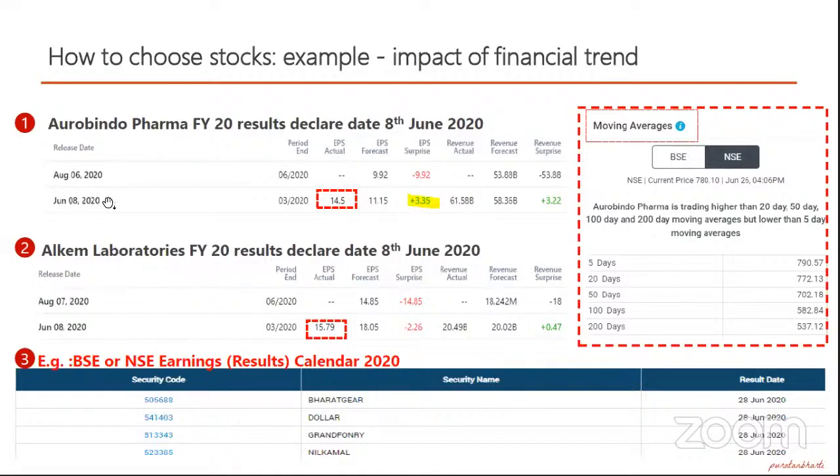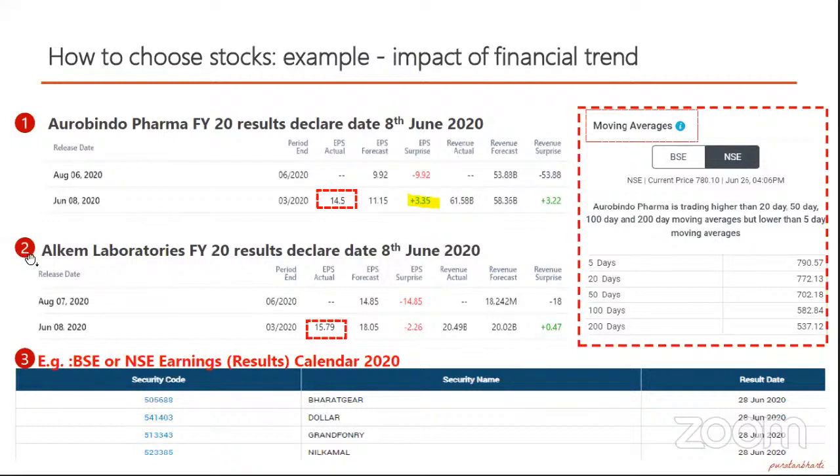If you can look at the June 8 Aurobindo Pharma table 1. For your easiness, for making it easy for you, I have three tables for you, 1, 2, 3. So Aurobindo Pharma is table 1. June 8, you can look at. The EPS actual was 14.5, and I have highlighted in yellow. The analysts were forecasting the earnings per share, how much earnings one share of Aurobindo Pharma would make. The market was thinking that it will make 11 rupees and 15 paisa only. So they made 3 rupees and 35 paisa more than the market expected. And what happened? We'll see in the next slide.